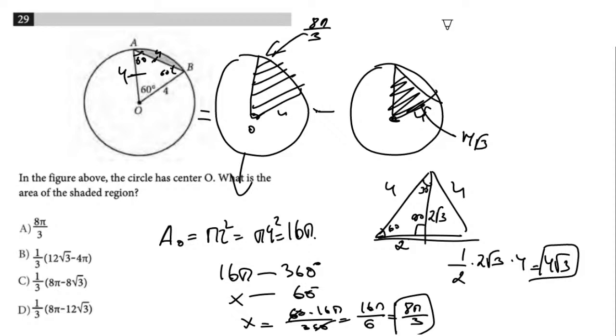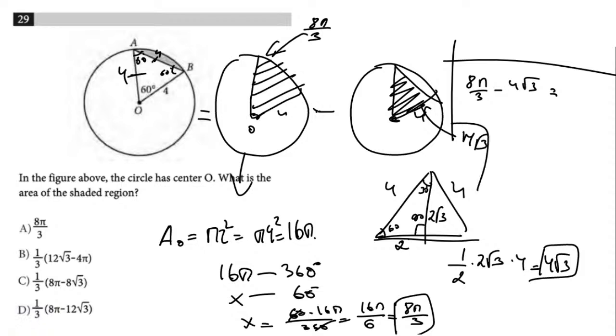So now what I need to find is, I'll draw here, 8 pi over 3 minus 4 square root of 3. I don't have the answer here like this, but I can factor out 1 over 3. Let's do that. 1 over 3. So I get 8 pi here and get 12 square root of 3 here. So the answer is D here.